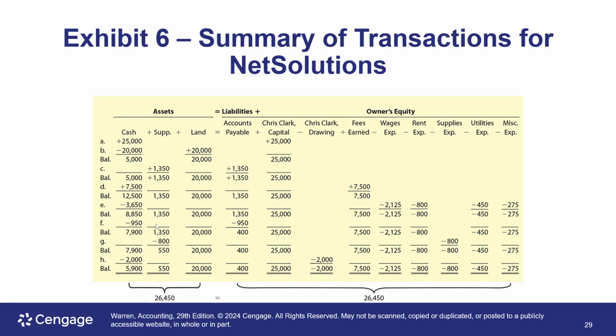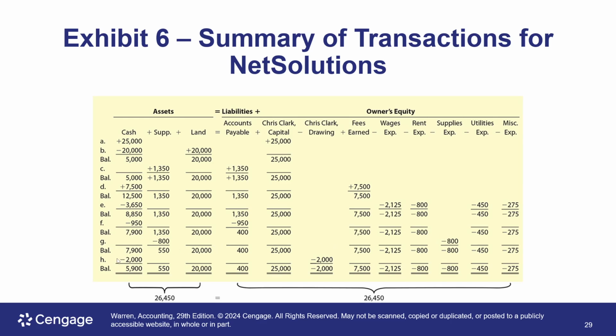What about this next transaction? $950 of cash we spent. Oh, what did we do? Well, we paid part of our accounts payable. $950 in accounts payable, bringing that balance down to $400. Now, here, we've used up some of our supplies. In G, we've used $800 worth of our supplies, which means we have supplies expense of $800.